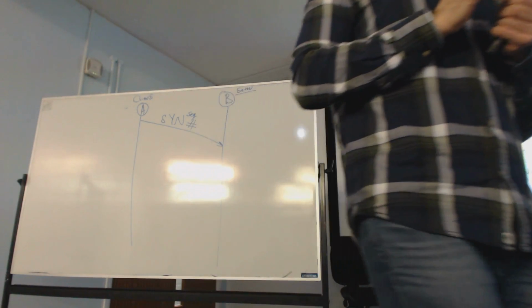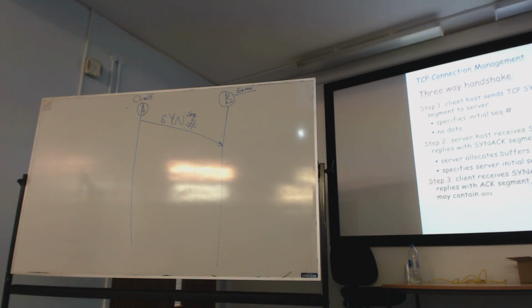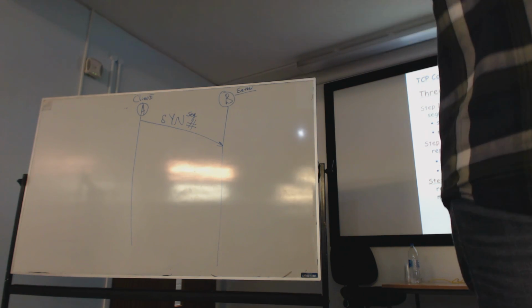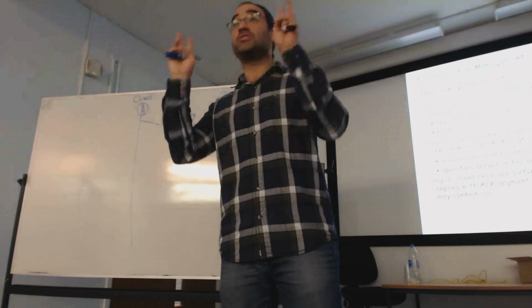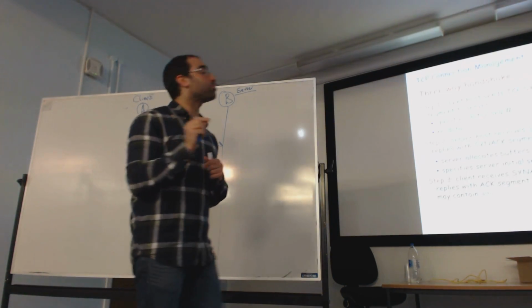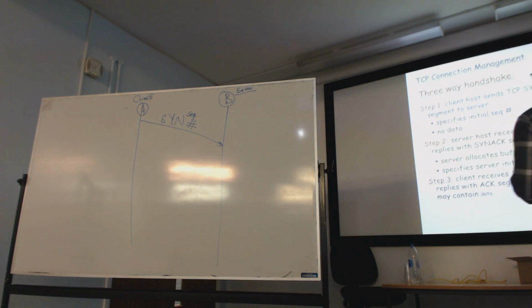Now the server is notified by the client: I want to establish a connection. I want to access, for example, an HTTP protocol to download something, or you're uploading using FTP, whatever that is. You need to establish that connection if you are using TCP as connection-oriented. The server host receives the synchronization and replies with a synchronization acknowledgement. That will have the server allocate a buffer at that stage, and a specific server initial sequence number.